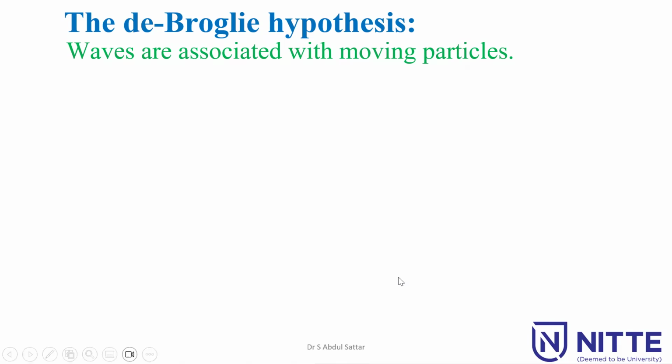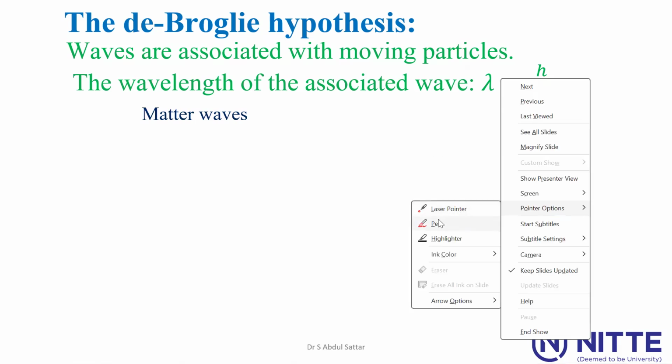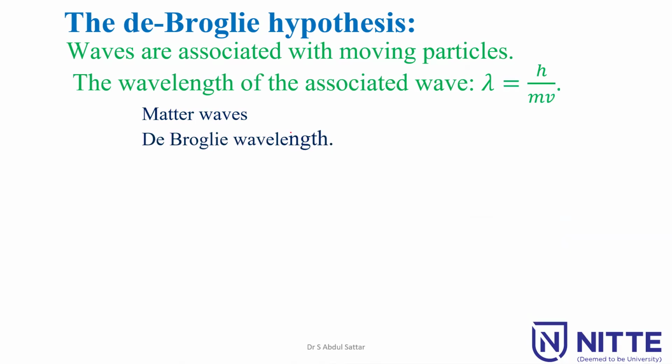So what is the de Broglie hypothesis? Waves are associated with moving particles and their wavelength lambda is equal to h by mv. What is h here? Planck's constant, m is the mass of the particle and v is the velocity of the particle. These waves are named matter waves. And the wavelength is known as the de Broglie wavelength.